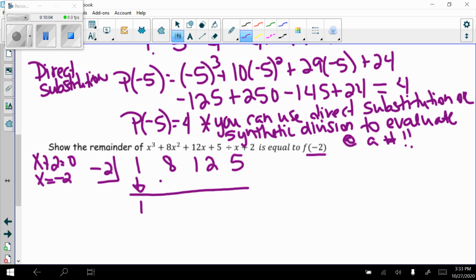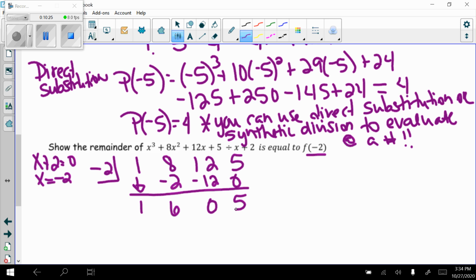Multiply, 1 times negative 2 is negative 2. Add, so I get 6. So remember, anything below the line, I multiply with the box. Get negative 12. Above the line, I add those two numbers together. So 12 and negative 12 gets me 0. 0 times negative 2 is 0. 5 plus 0 is 5.